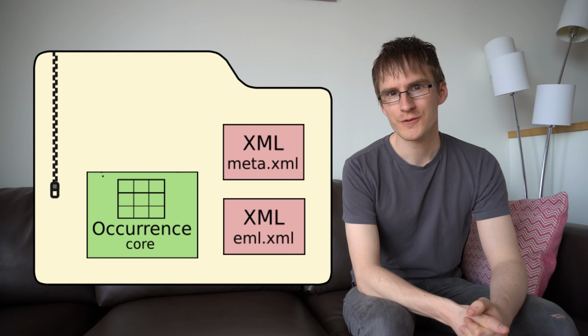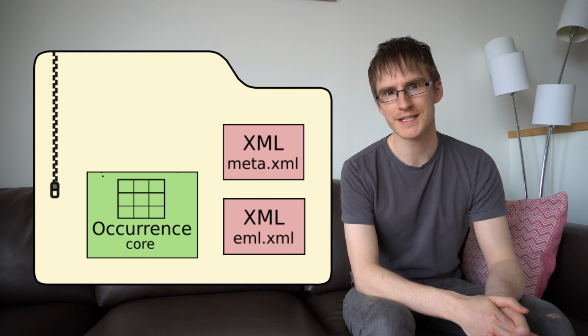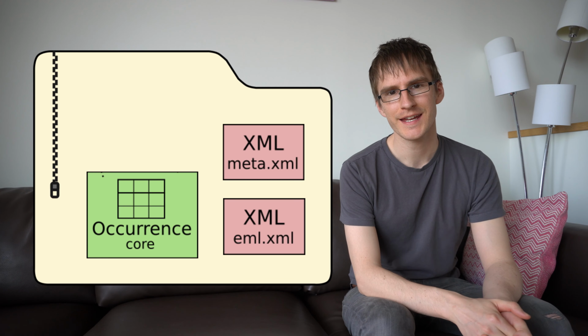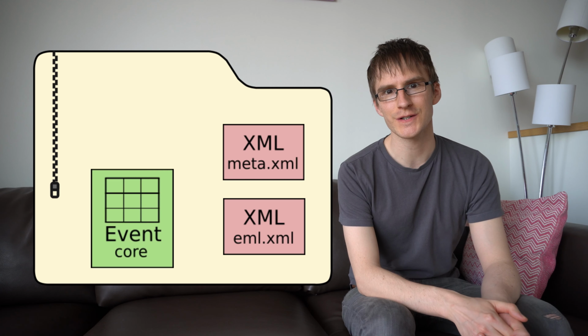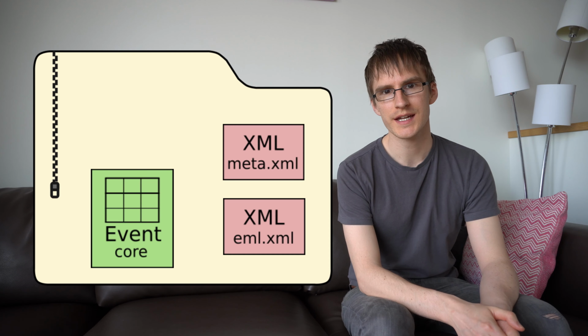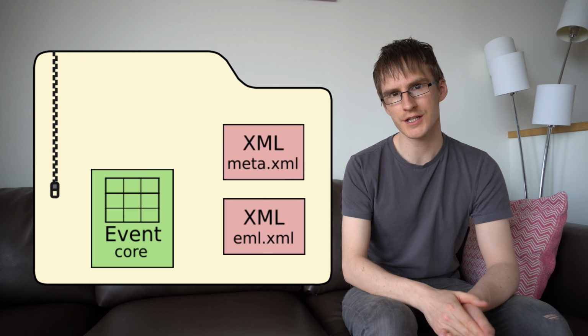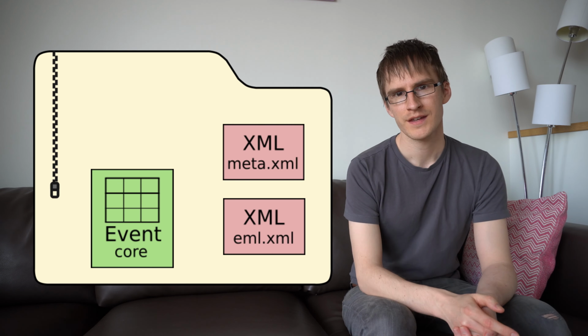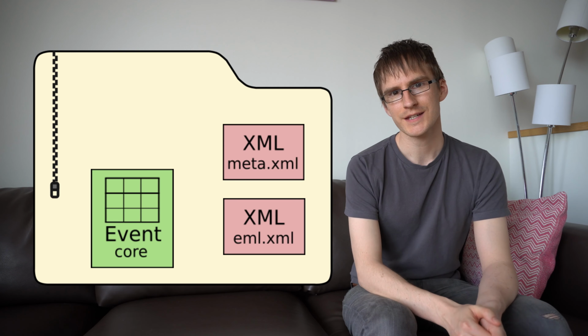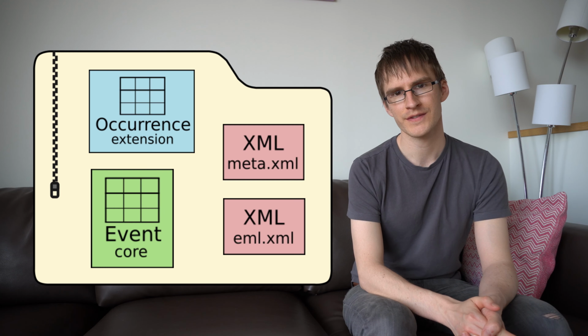Okay, so let's move on from that simple example, and I'd now like to talk about what I think most scientists should be using whenever they can, and that is using an event core. So in an event core, each row is a single sampling event. Each row will also have its own event ID. And then, as well as that, you have an occurrence extension, which is another CSV file.